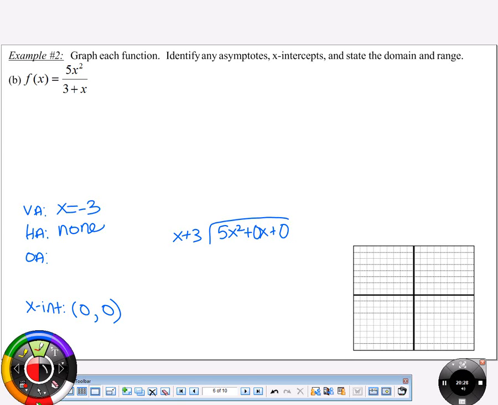You ask yourself what times x would make 5x squared. So that would be 5x. Okay? And then you're going to actually multiply it through what's here. So 5x times x is 5x squared. And 5x times 3 is 15x. This is why I put those placeholders. See how everything then lines up nicely? Okay. Then what do we do with this once we've multiplied it?